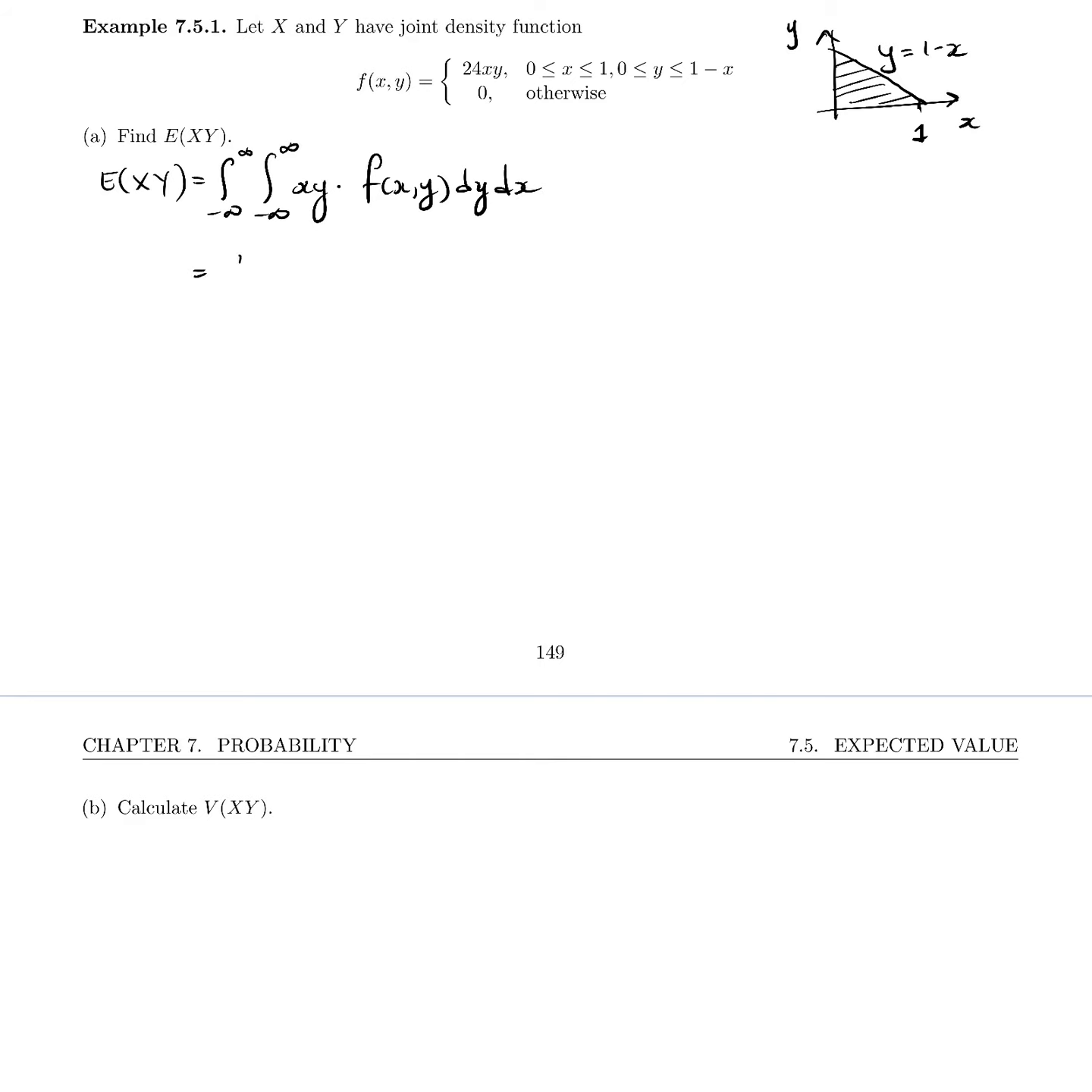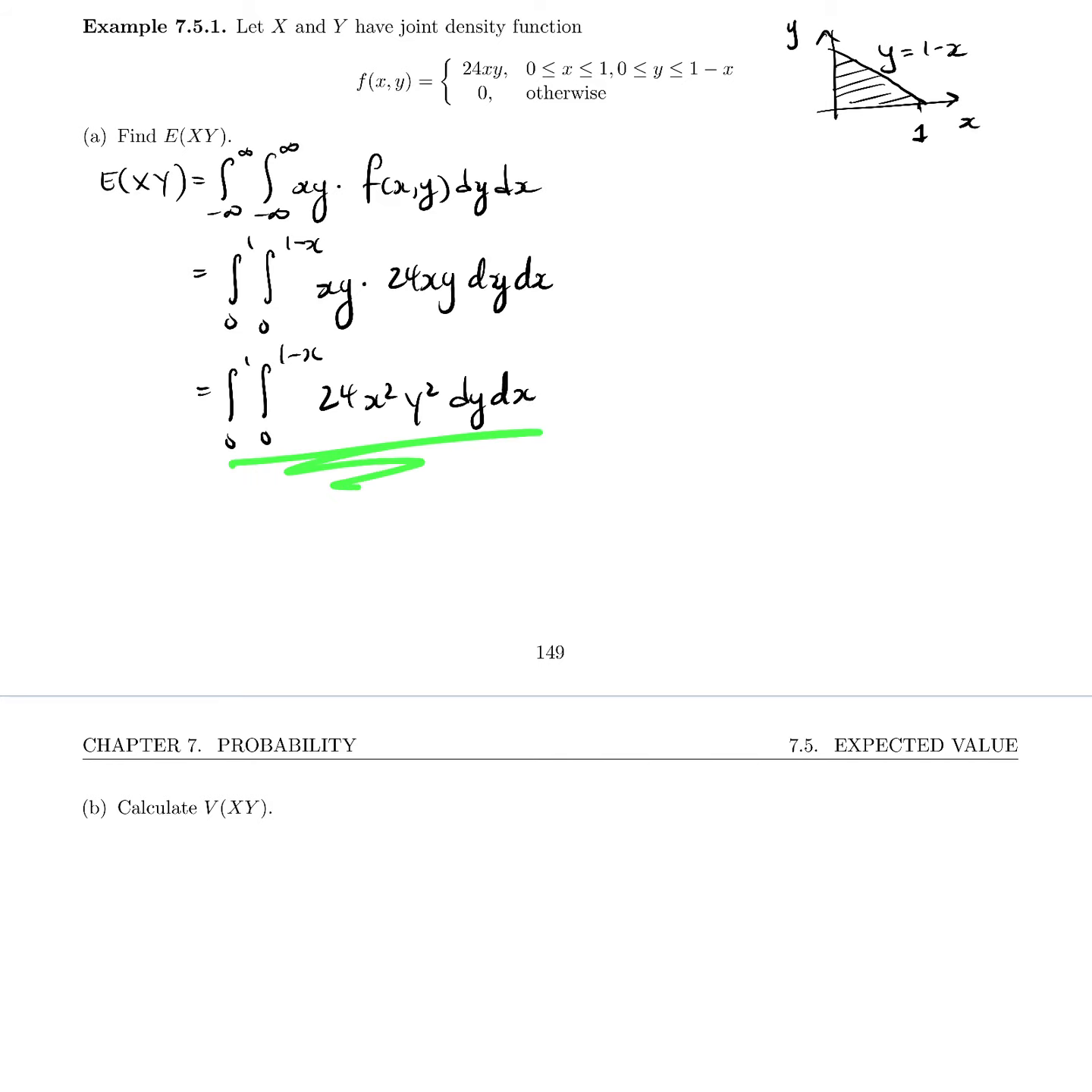And so we end up integrating from 0 to 1 of the integral from 0 to 1 minus x of our function xy times the density. That's 24xy dy dx. We can clean up the integrand. So the integral from 0 to 1, integral from 0 to 1 minus x of 24x squared y squared dy dx, which is a double integral that we've evaluated. Well, maybe not exactly this one, but something very similar many times so far. So we'll leave out the details of this. You can evaluate on your own to check if you want, but I got 2 over 15. So that is the expected value of the function xy.